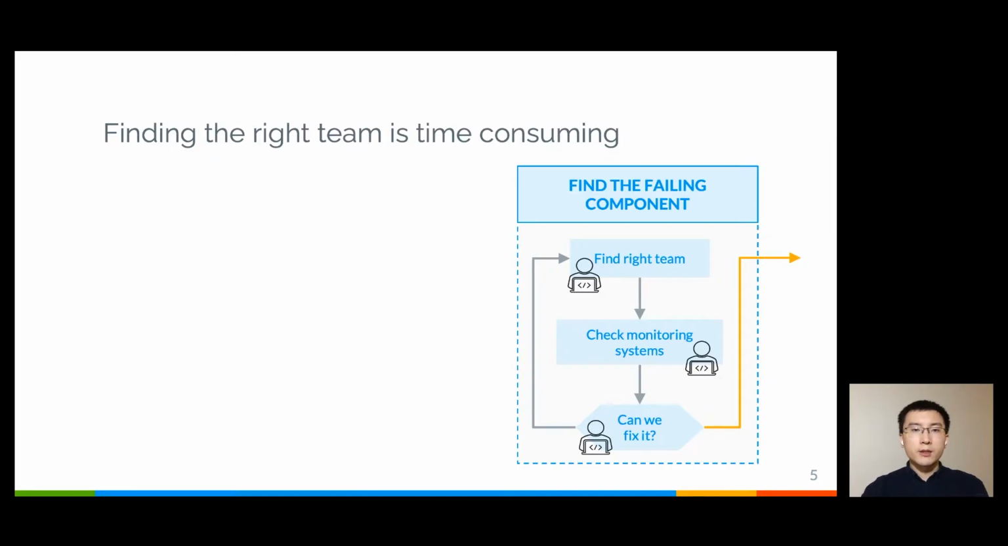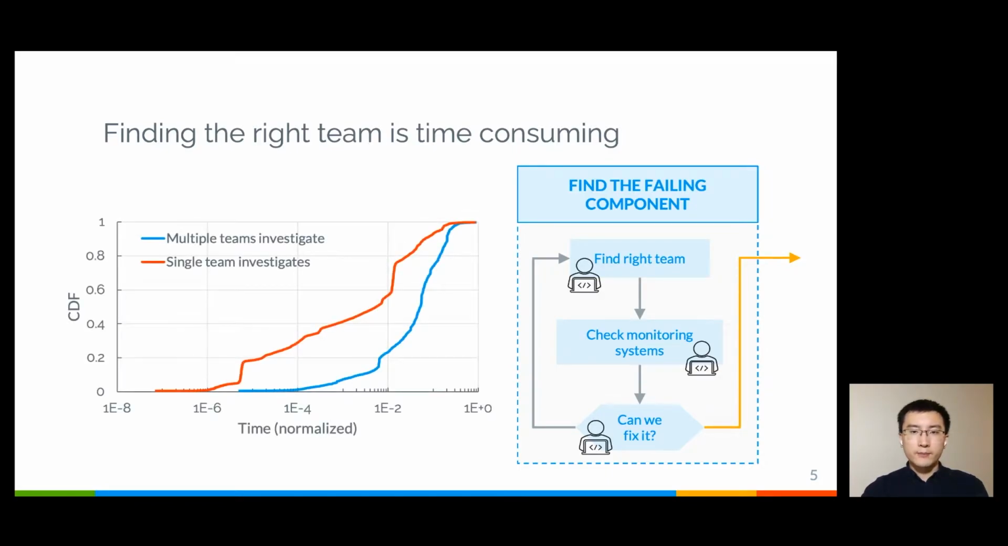From our measurement, finding the right team is time wasting. Here is a CDF curve of the normalized investigation time when one or multiple teams investigate the incident. We can see that in the median, misrouted incidents take 10 times longer to resolve compared with the incidents that were sent directly to the responsible team. So how do we reduce misrouting?